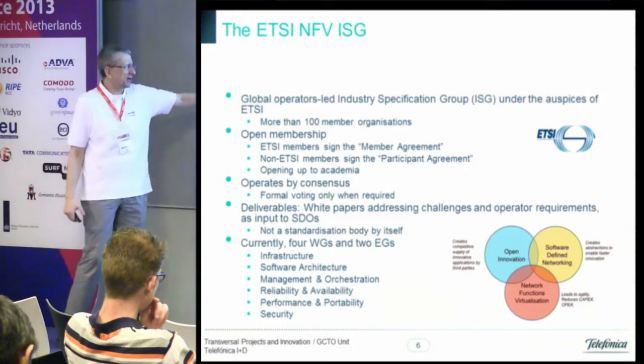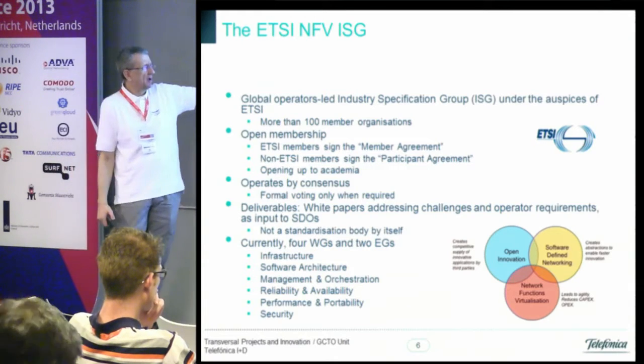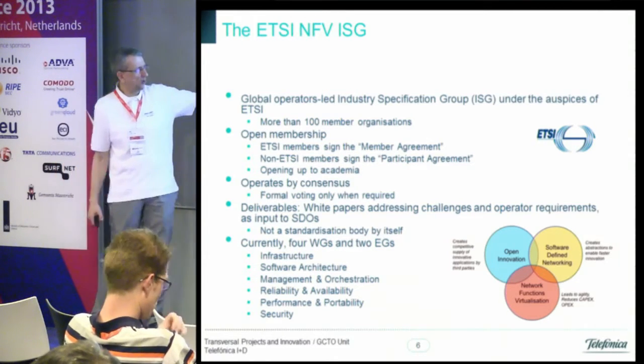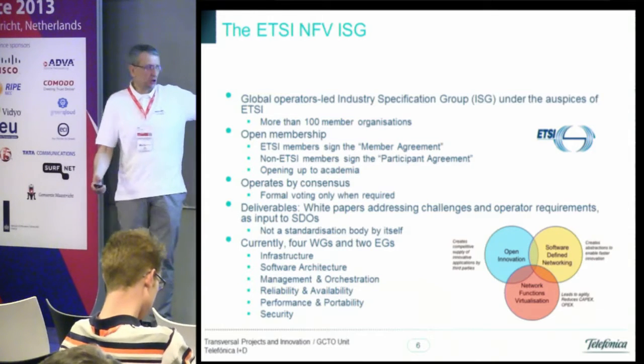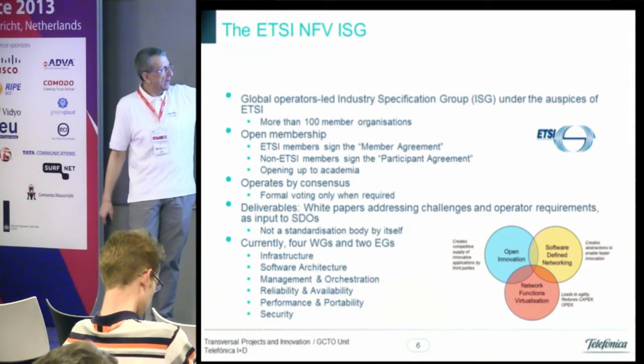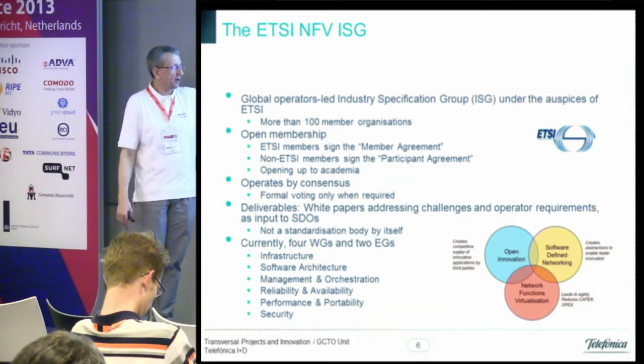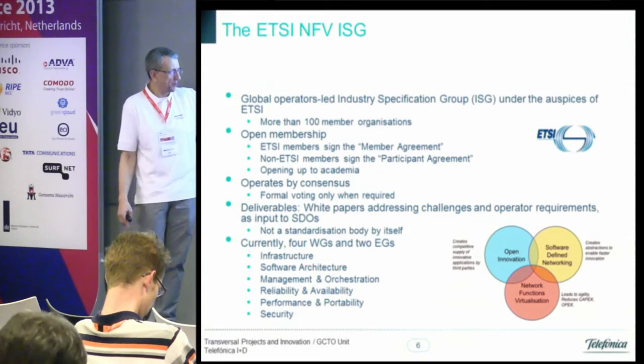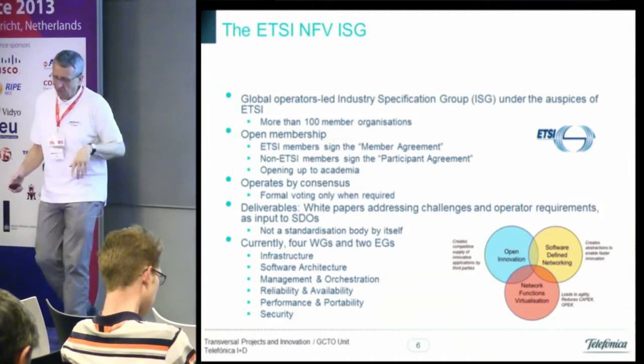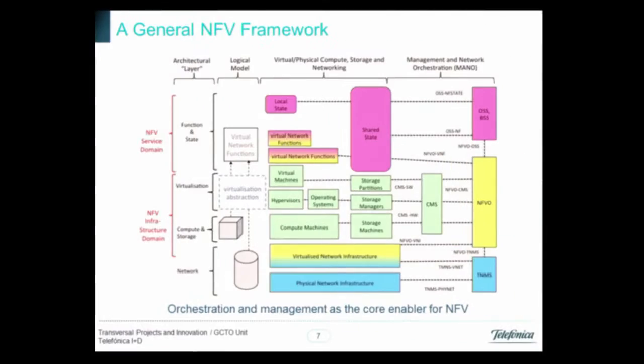And essentially, well, this is the organization. Right now, we have 4 working groups and 2 expert groups. The working groups are focused on general infrastructure, network and computing, the general software architecture, management and orchestration, and reliability and availability. And there are a couple of expert groups on security and performance. Well, this is still a draft, but most of the people are in agreement. This is the general architecture for the NFV conceptual framework.